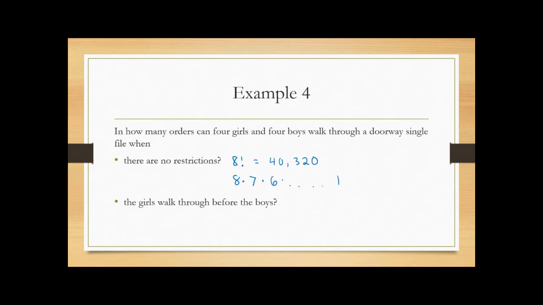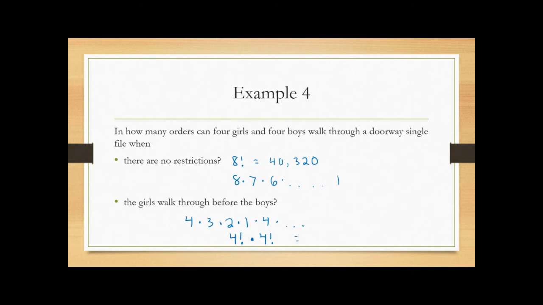Now, when it says the girls walk through before the boys, that means you need to line all the girls up first, then you're lining all the boys up next. So there are 4 girls, and then once you've lined a girl up, there's now 3 to choose from, then 2 to choose from, then 1 to choose from. And then once you've used up all the girls, now you have to go to the boys. There are 4 boys to choose from, and so on. So this comes out to 4 factorial for lining up all the girls first. Then you need to multiply by another 4 factorial to line up all the boys.